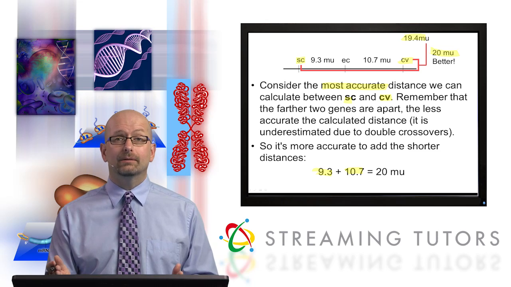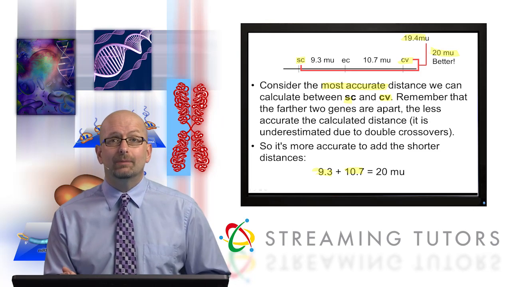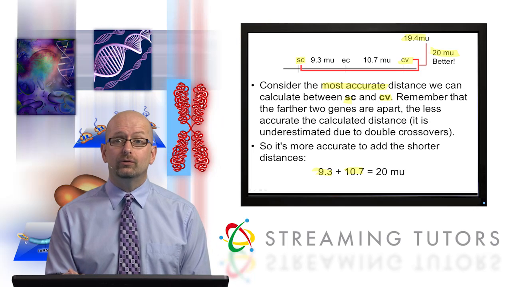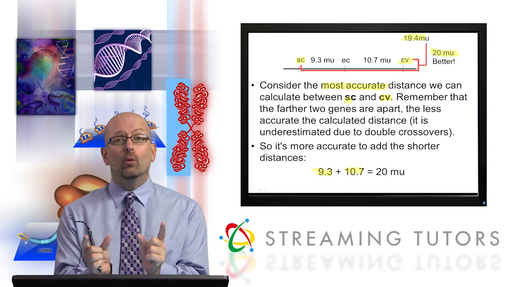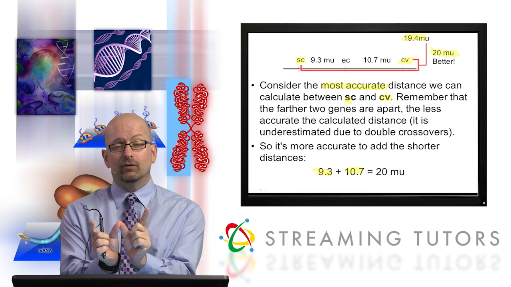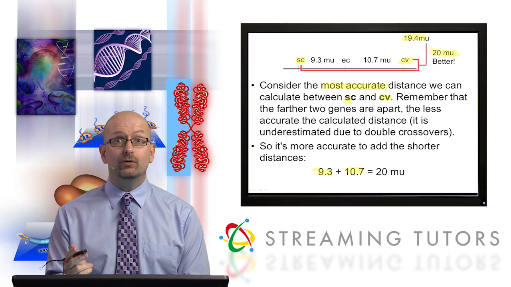It's always going to be a larger number because you've missed out on some of the crossovers because of those doubles, okay? So be careful of that. If they ask for most accurate, you always want to add up shorter intervals than go with the calculated value if you're able to do that, if you have that information, okay?